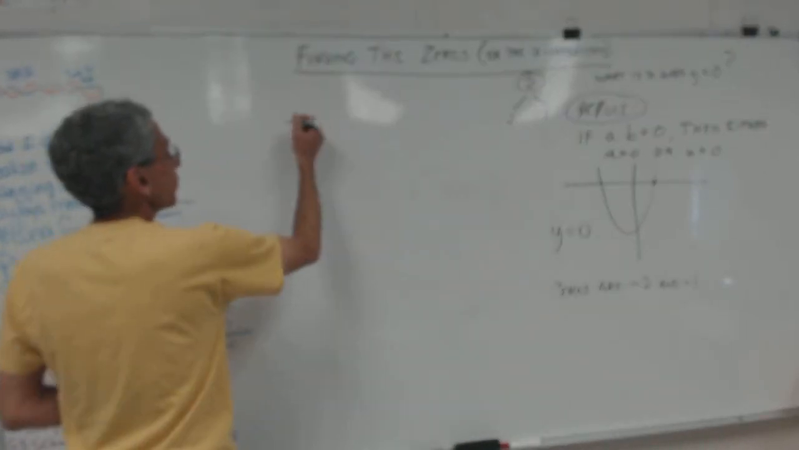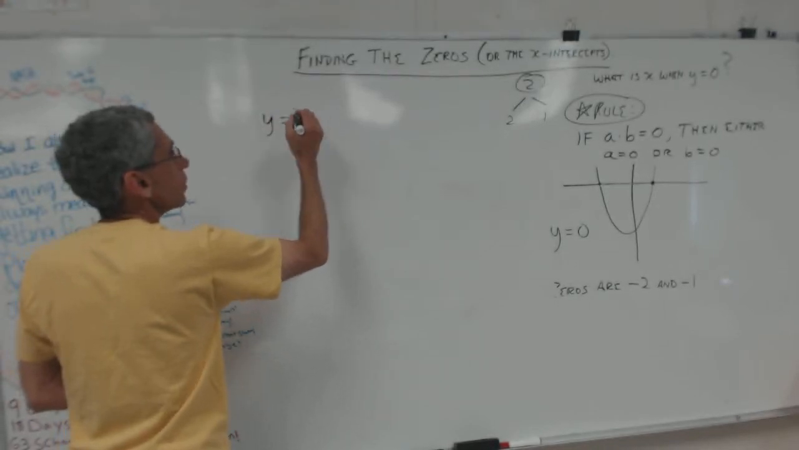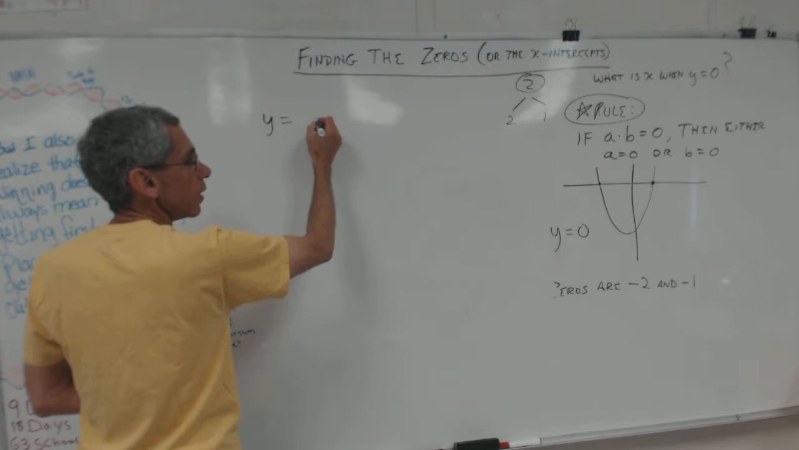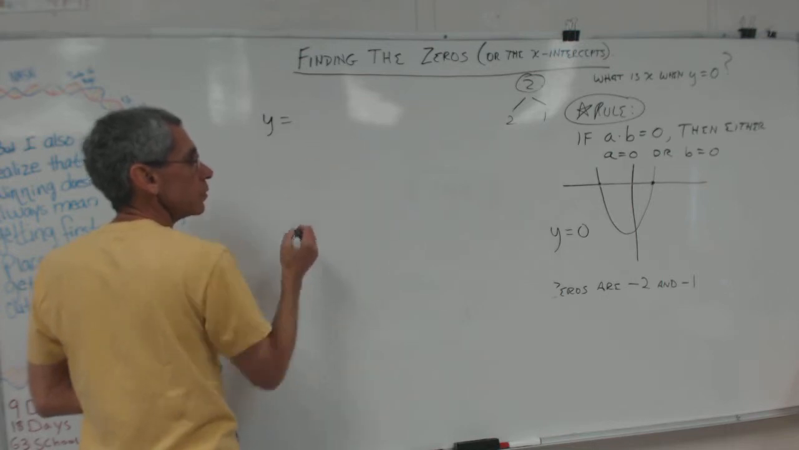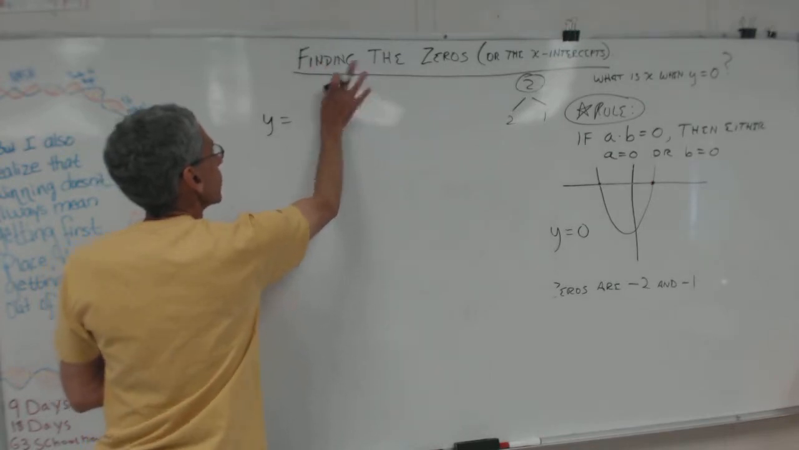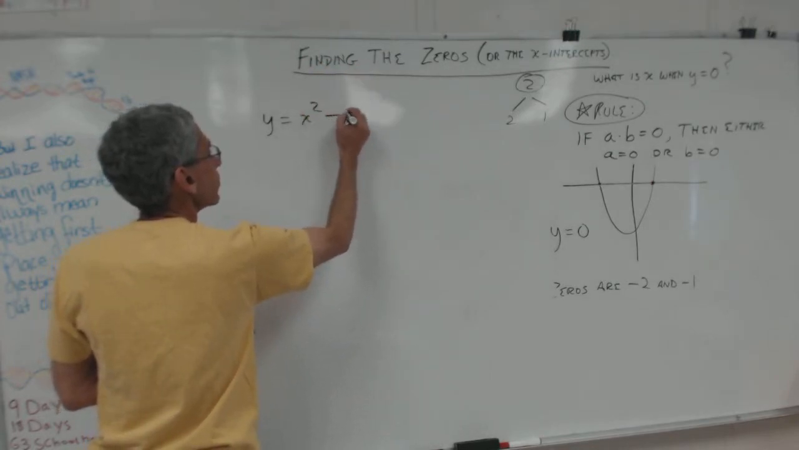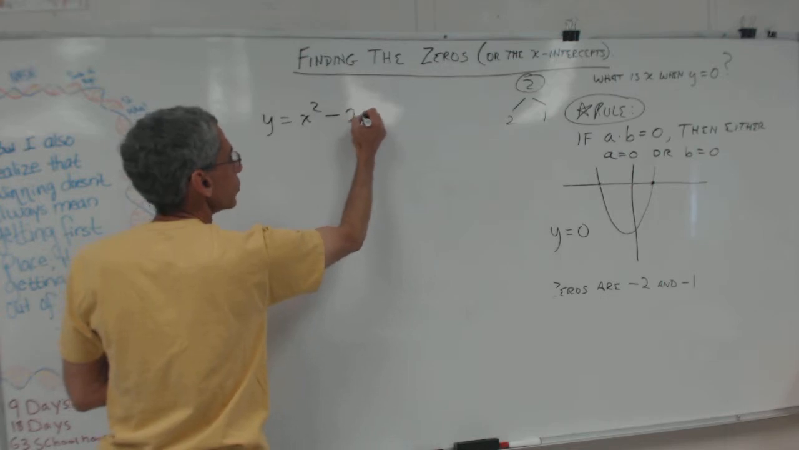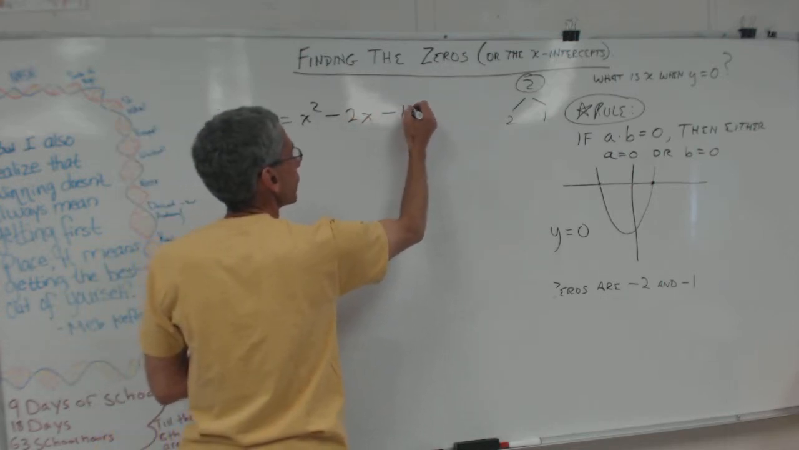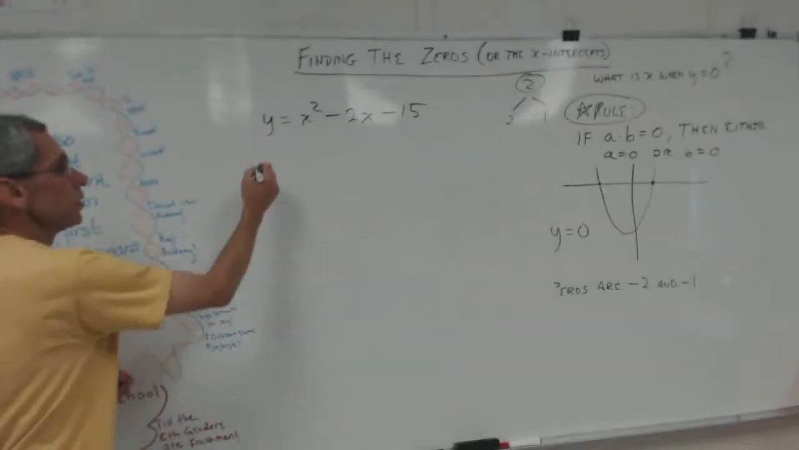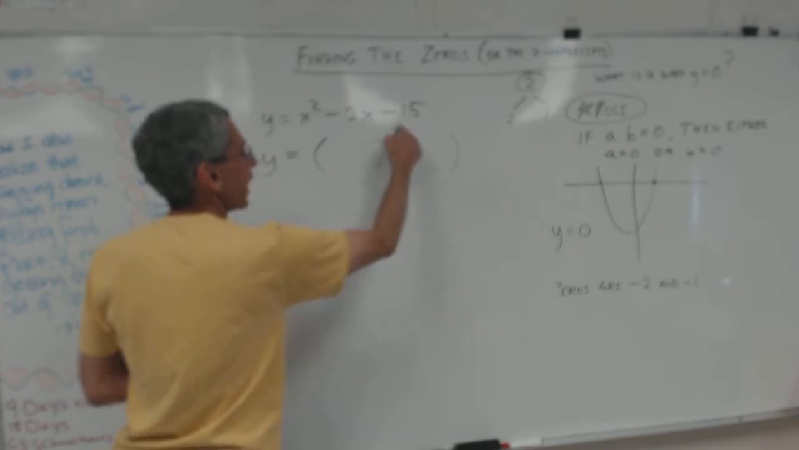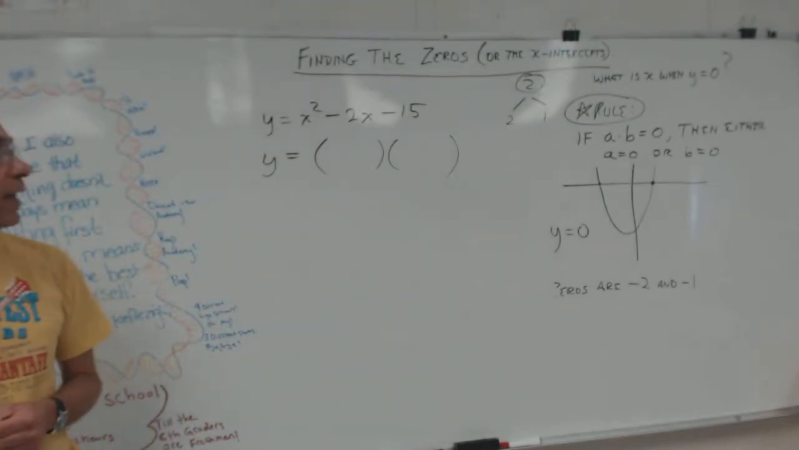Okay, here we go. We've got y is equal to x squared minus 2x minus 15. All right, so I'm going to say y is equal to, what are factors of negative 15 that add up to negative 2?